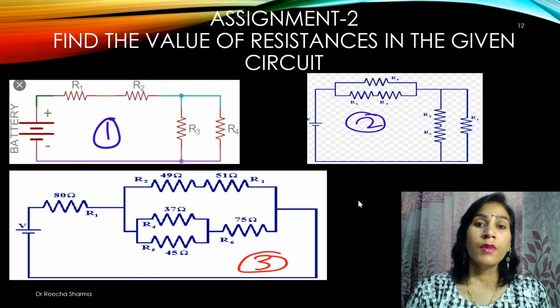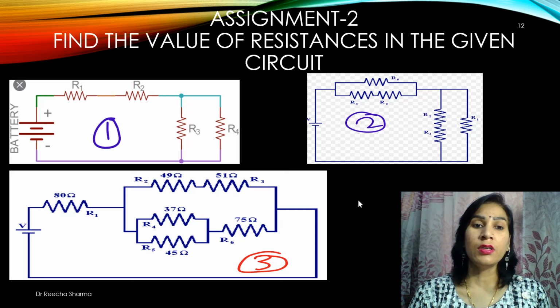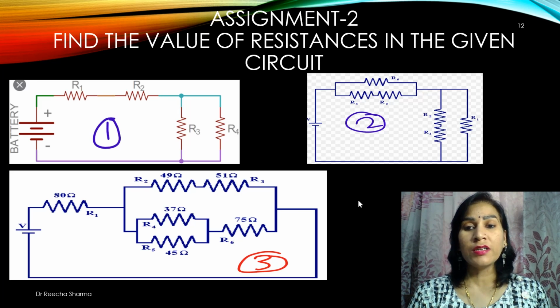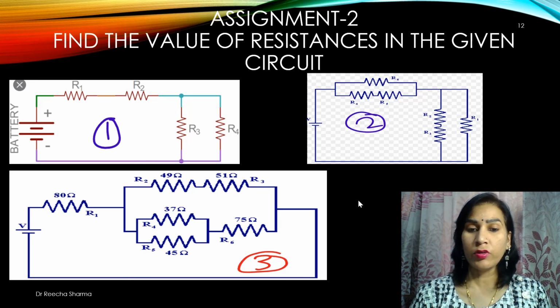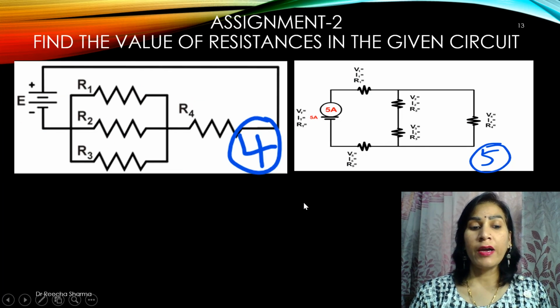So this is the assignment. This assignment is based on Ohm's law as well as series parallel circuits. In this you have to find the values for series parallel circuits. You have to find the values of total resistance or current or voltage. These are questions 1, 2, 3, 4 and 5.